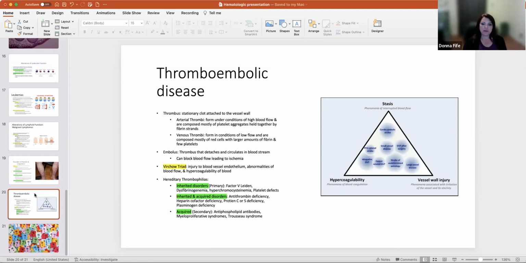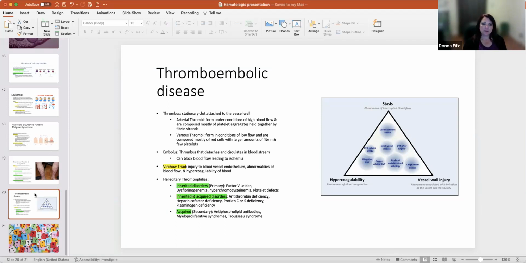Virchow triad: injury to blood vessel endothelium, abnormalities of blood flow, and hypercoagulability of blood, and these lead to an increased risk for thrombus formation.